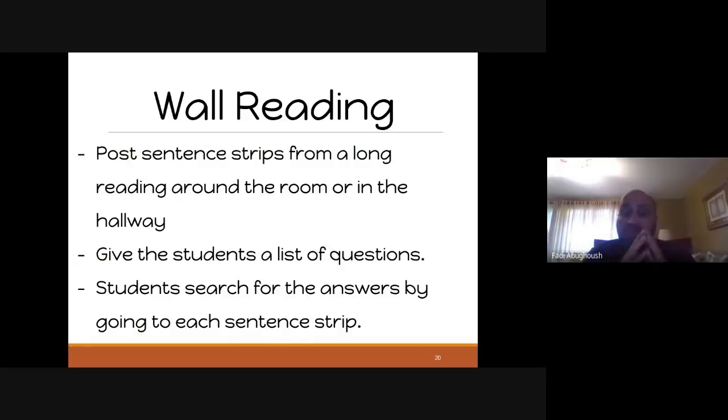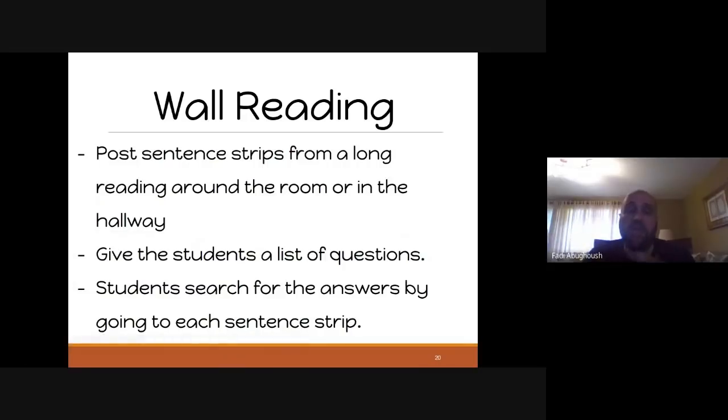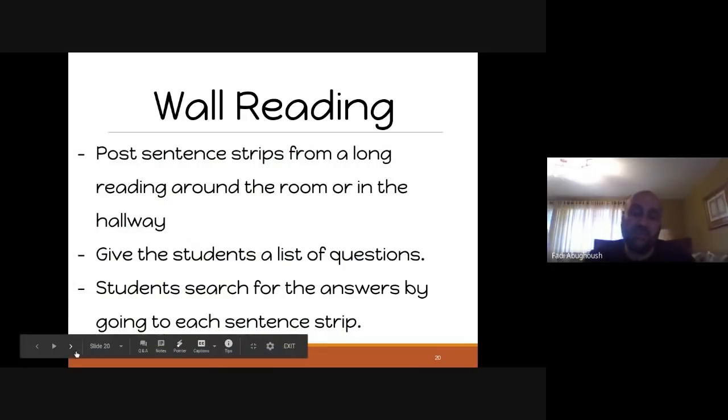Wall reading. So the wall reading game is like this. I post sentence strips outside the classroom. I will give the students questions, and the students will stand up and go outside to write the answers to these questions. It's a fun activity because instead of just sitting down and answering questions from the reading, they will go outside to look for the answers.